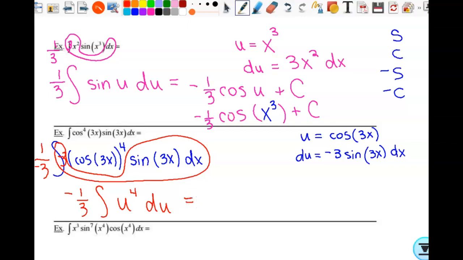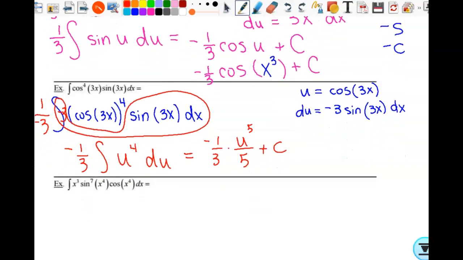Okay, so I have negative 1/3 times u to the 5th over 5, or 1/5 u to the 5th, whatever your preference is. And what do I have to have? Plus c. All right, so then if I clean this up and make my u substitution, negative 1 over 15 times u to the 5th power plus c, where u was cosine 3x.